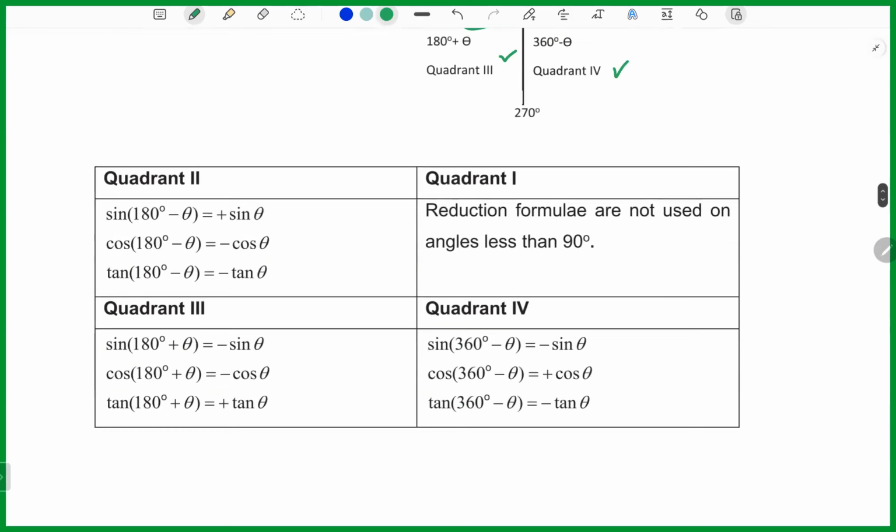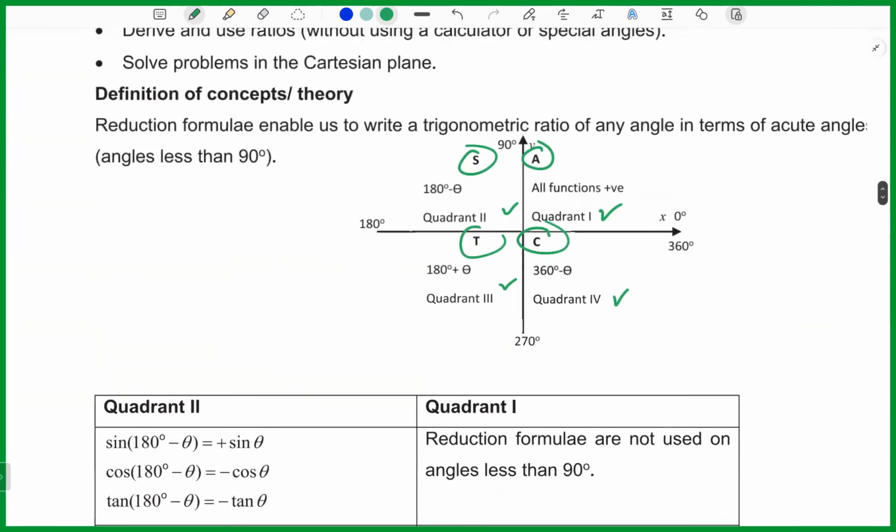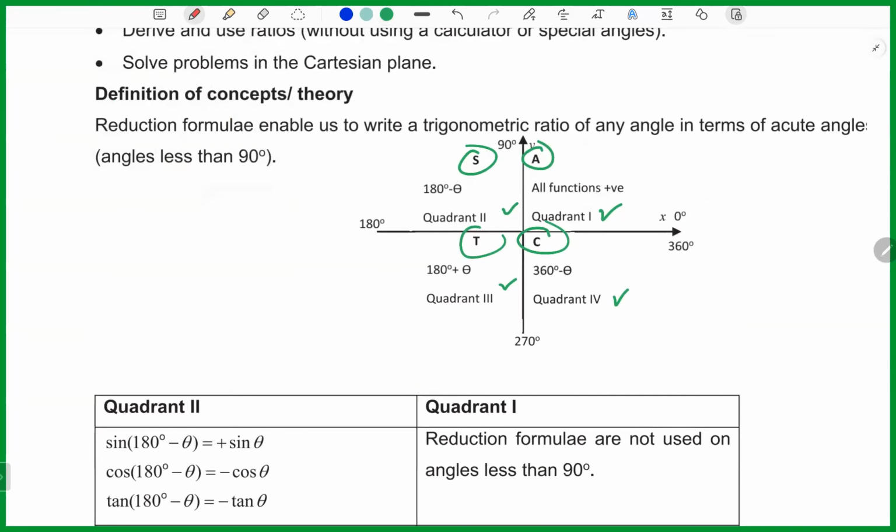And obviously the position of these things. Okay, here is the CAST diagram, and it's a very important one for us to learn. Obviously we start and say this is 0 degrees, 90 degrees, 180 degrees, 270, and 360 degrees. So if you are here and we go back like this, it becomes 180 degrees minus, but if you go like this, it becomes 180 degrees plus.